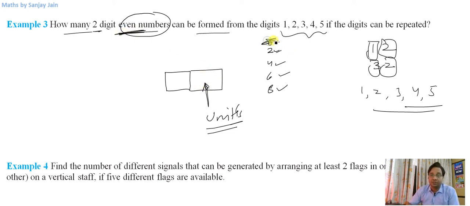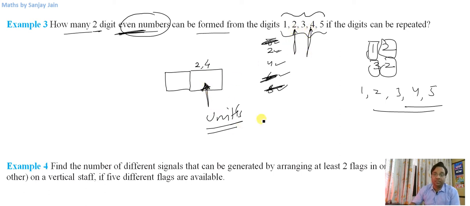Now 0 is not available, 8 is not available, 6 is not available because I need to choose from these options only, right? So how many ways can I fill this units place? Only 2 ways. What are those 2 ways? Either I can put 2 here or 4 here. These are the only 2 ways I can fill this units place, right?